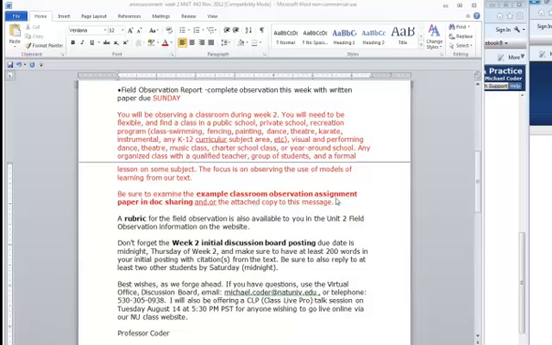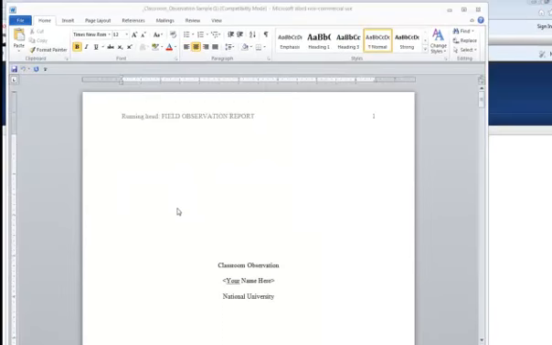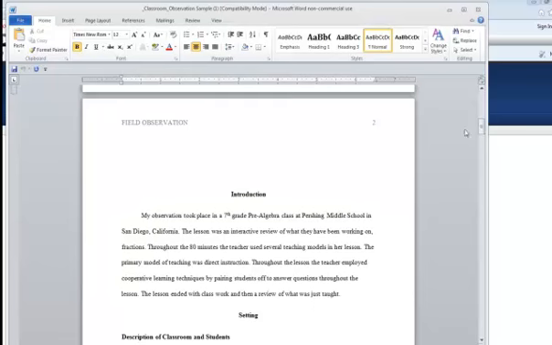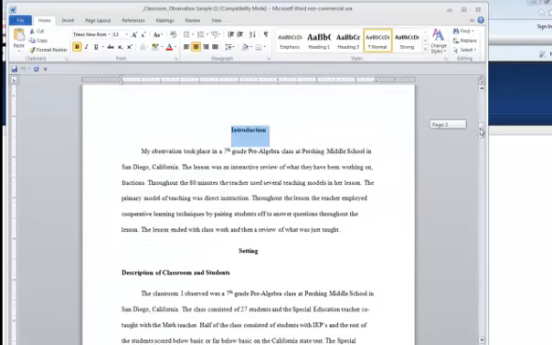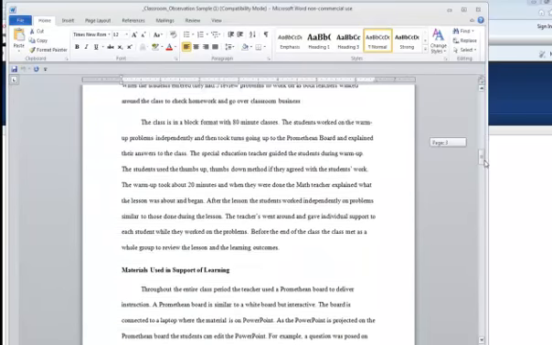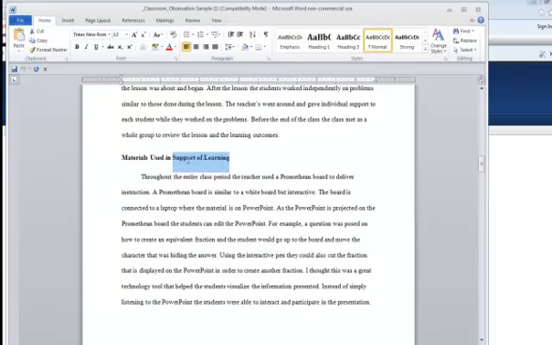Be sure to examine the classroom observation assignment paper, and I'll show that to you now. If you go to doc sharing and look in sample assignment papers, you'll see this paper, the observation field report. You'll notice that it has a running head, page numbering, everything in Times Roman 12, page headers in caps, a nice introduction, and then the setting. This one gives an example of a 7th grade pre-algebra class at Pershing Middle School, San Diego, and then it goes down through here describing this example paper.